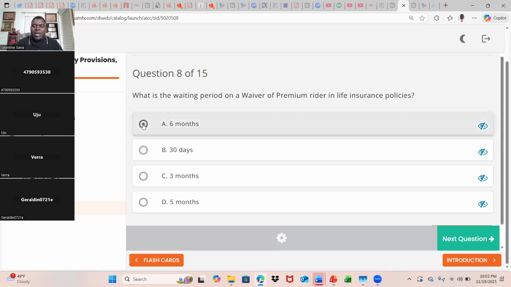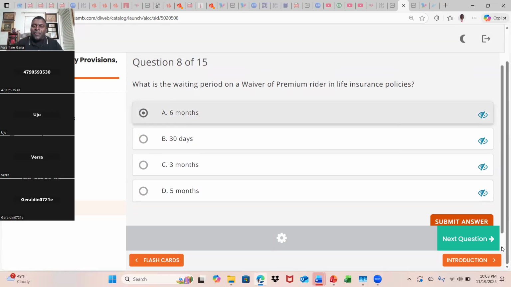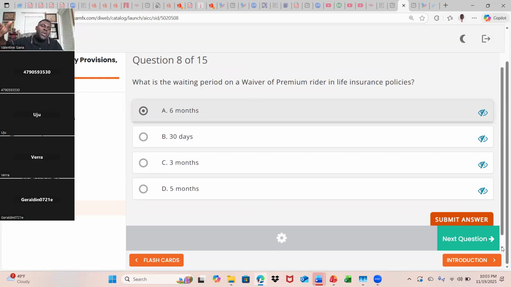6 months. But there's one other thing that you need to remember. If it was a rider for critical or chronic illness, that illness has to last just 90 days, 3 months. If after 3 months you still have that critical or chronic illness, then you can file for a critical illness benefit from the insurance company and they'll pay you.